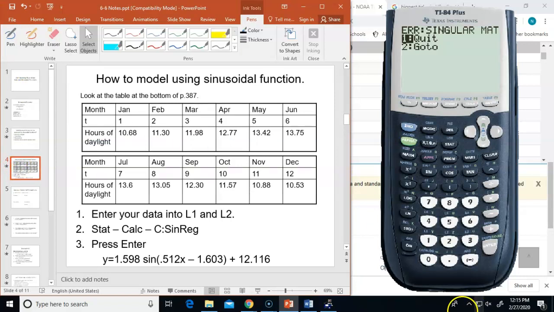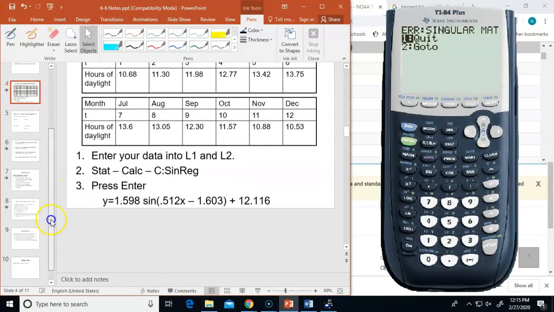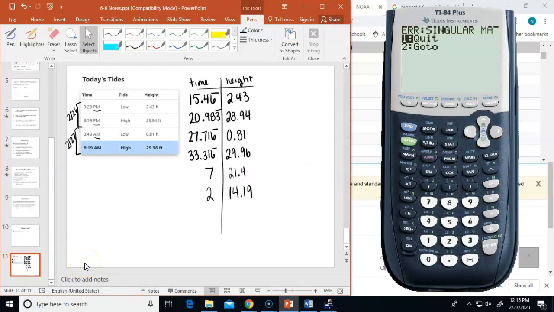Let me see if my calculator's working. No? I don't know. And Casey's is working, and he has the same thing we have. This one is actually kind of old, but half of my calculators are newer calculators, and half of them are older calculators. So it should be like half the class that it should be working for if that was the case.